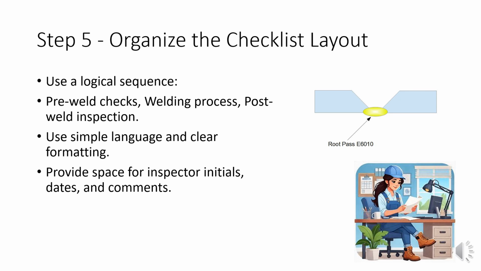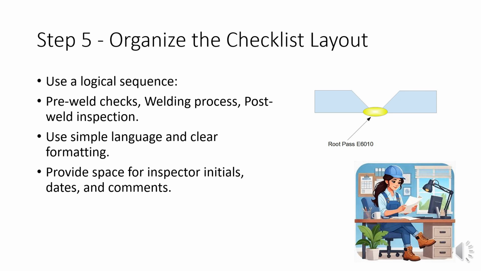Organize the checklist layout. A well-organized checklist should follow a logical sequence. Pre-weld checks, initial weld passes, hold points for inspections, e.g., root pass, midway, and final pass. Use simple language and clear formatting. Leave space for inspector initials, dates, and comments, as some situations might require detailed explanations beyond checkboxes.